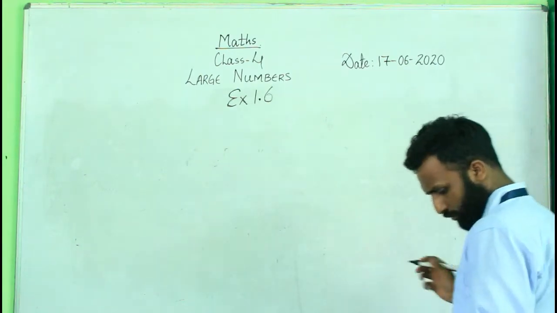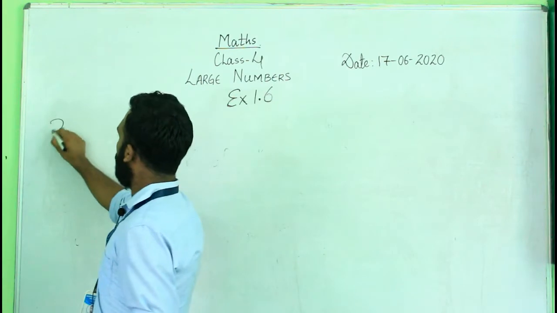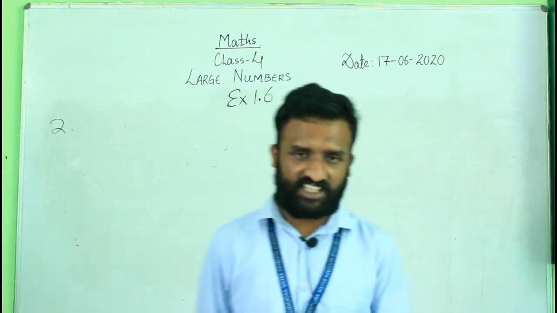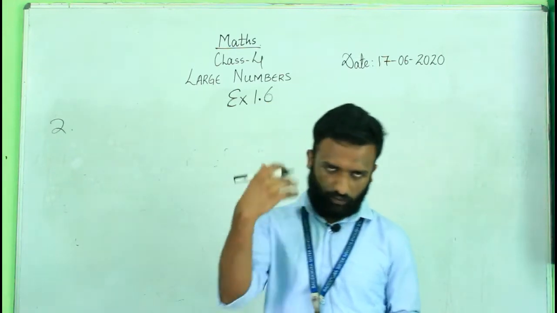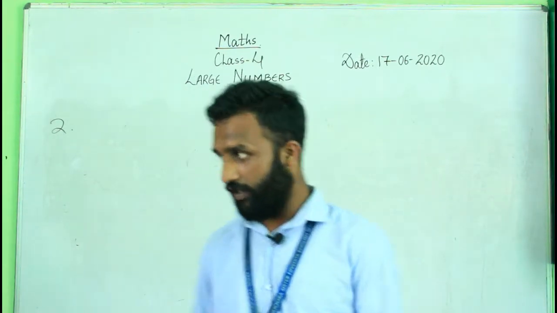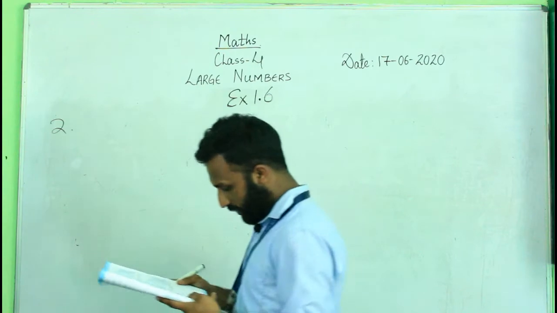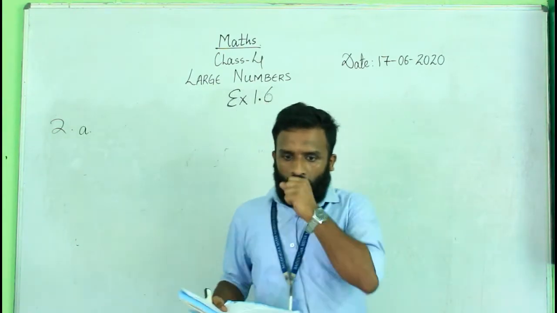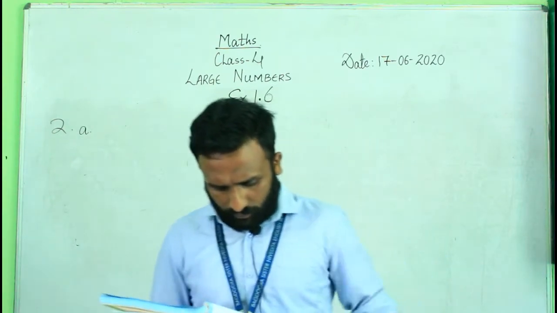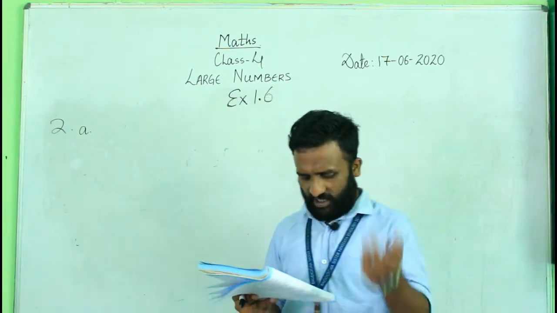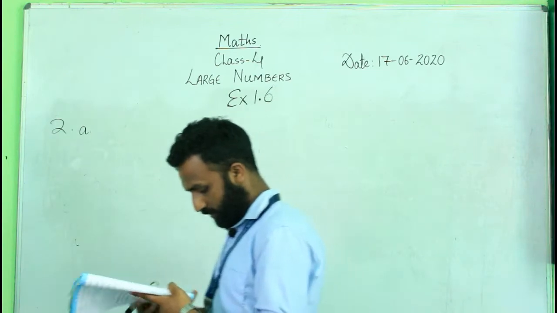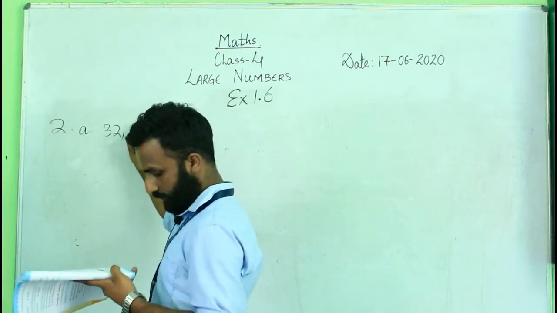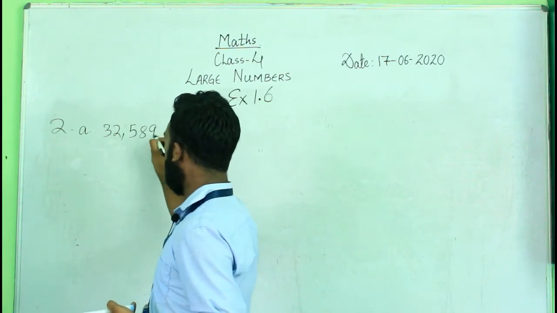Okay, now let's go to question number 2. What is question number 2 saying? Round the given numbers to the nearest 100. Now we are going to the nearest 100. So first of all I will do question 2A. Let's see, round up the number to the nearest 100. Now we have to go to the 100 place. The number in question number 2 is 32,589.